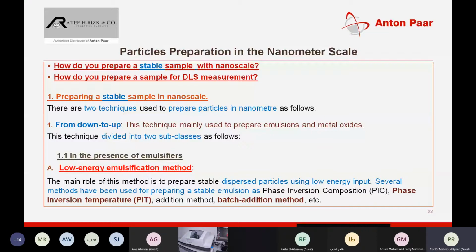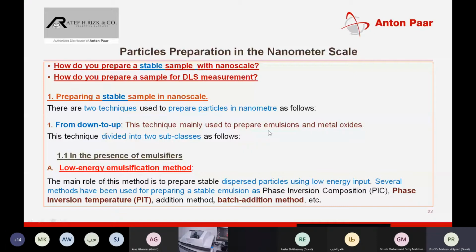The first method is low energy emulsification. The main rule of this method is to prepare stable dispersed particles using low energy input. Several methods have been used to prepare stable emulsions, like phase inversion composition or concentration, named PIC, phase inversion temperature, PIT, addition method, batch addition method, and so on.